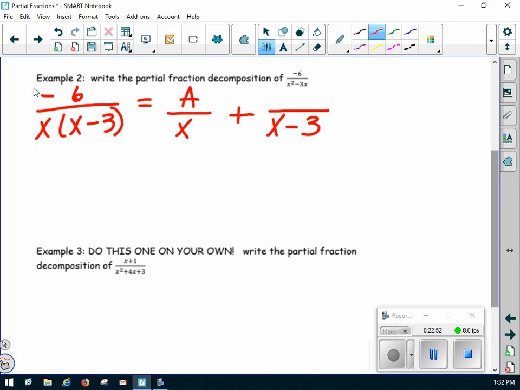What's x minus 3? Linear, so the numerator has to be? Okay, so what if the denominator had been quadratic? So what do you think the numerator has to be? Linear.